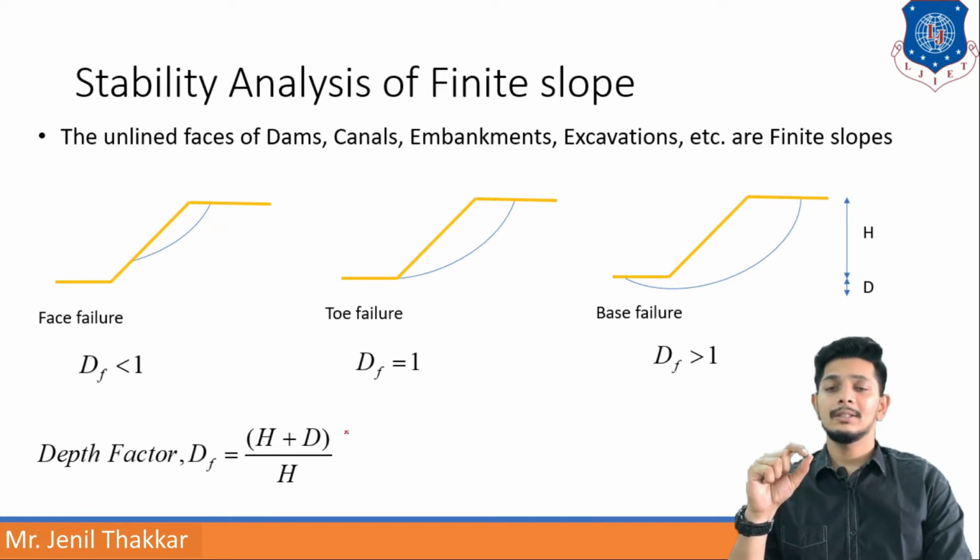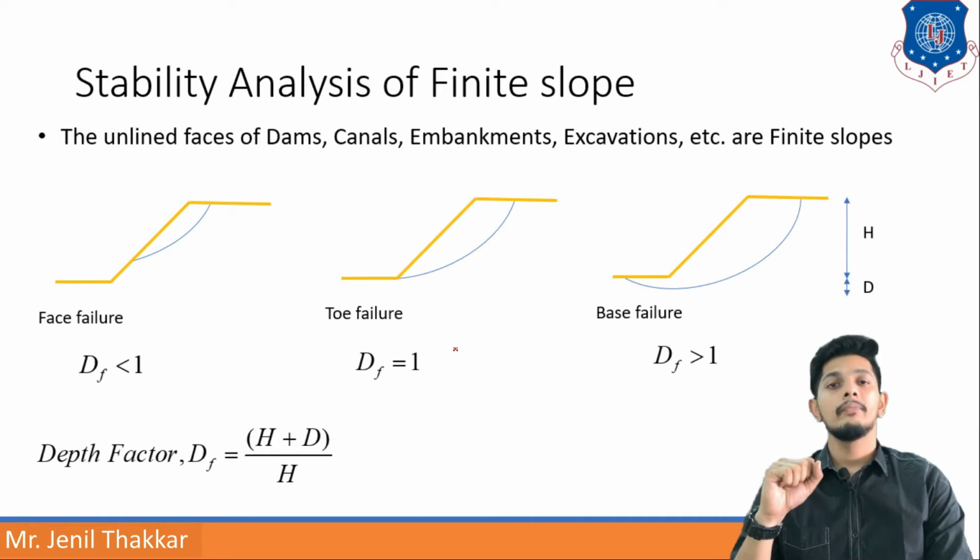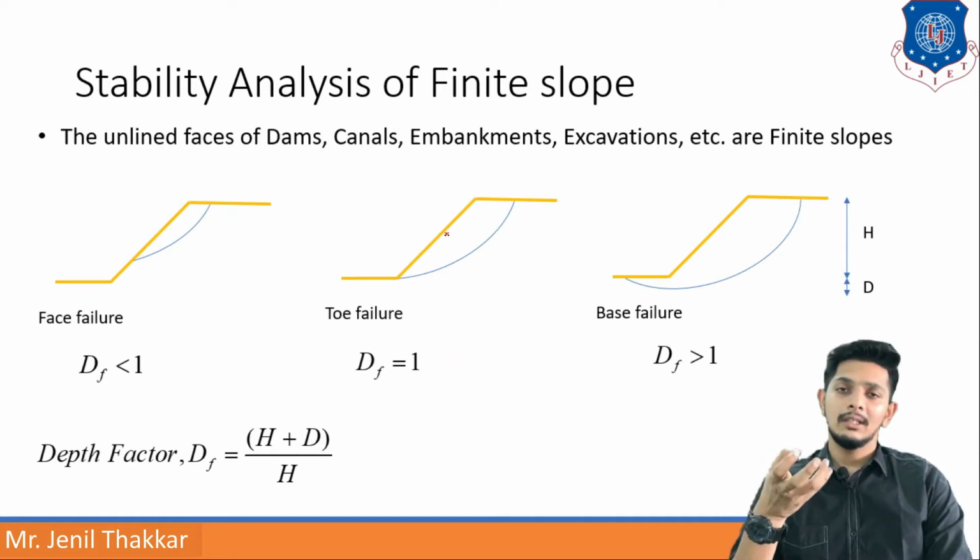So if (H plus D) and H are both equal, then Df will be 1. So toe failure will happen, because then D will be 0, and that is how Df gets the unit value. If Df is less than 1, then it is a face failure, and if Df is greater than 1, then it is a base failure. So I hope you are clear with the failure types and depth factor.